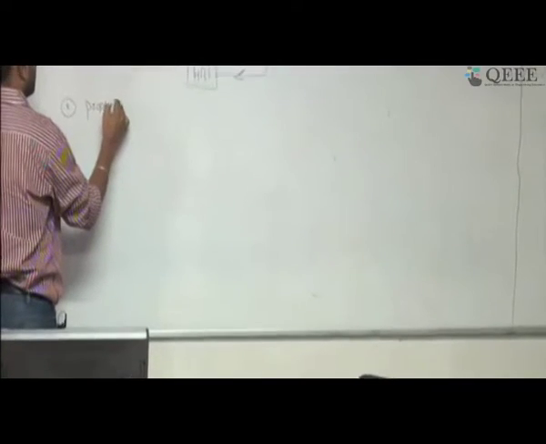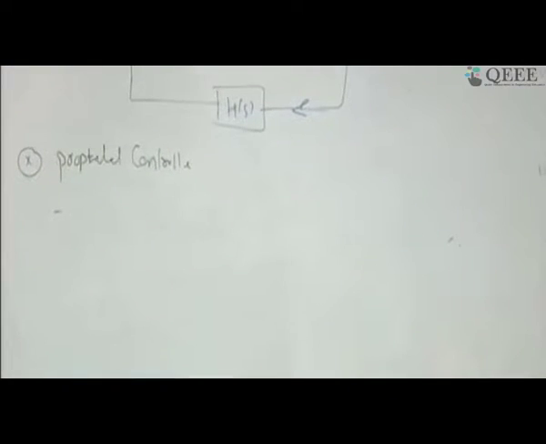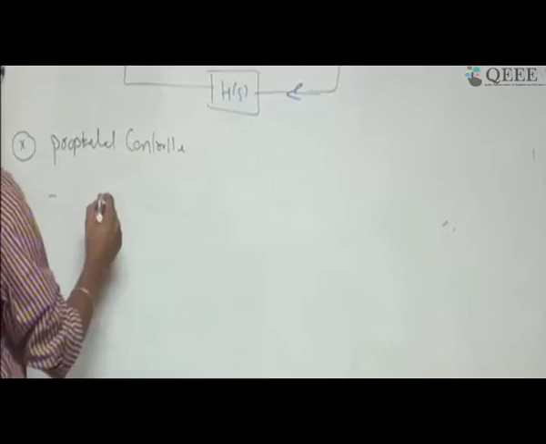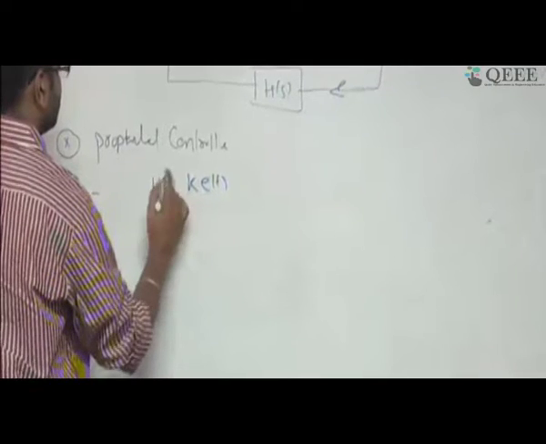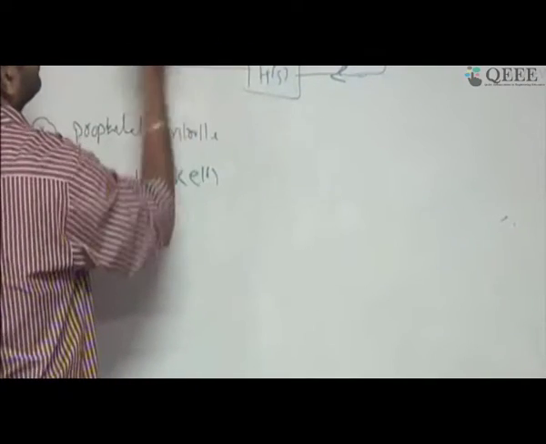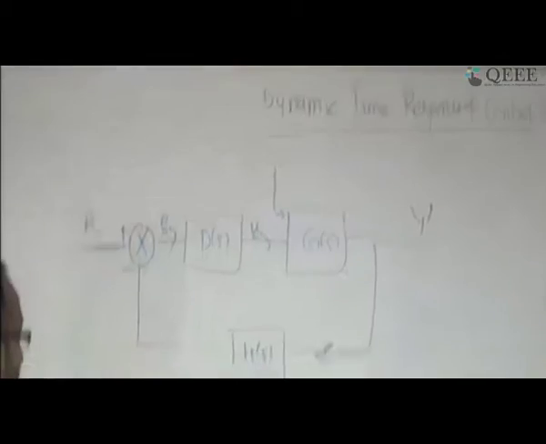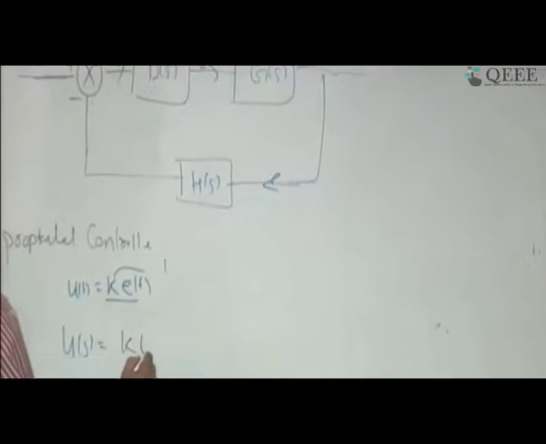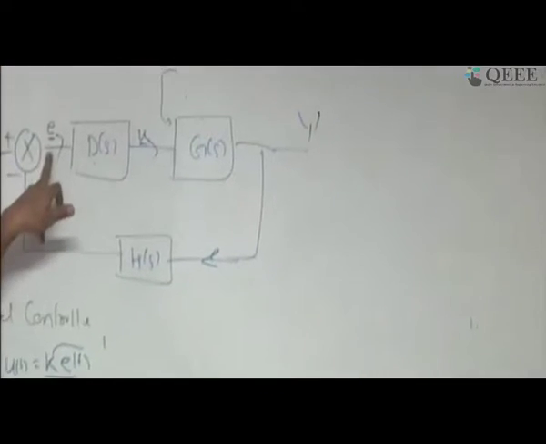The first is the proportional controller. In a proportional controller, U is directly proportional to E. As the word says, the control signal is proportional to the error. The proportionality constant is K, and if we take the Laplace transform, U of S is K times E of S. So this is my proportional controller, where the control signal is proportional to the error.